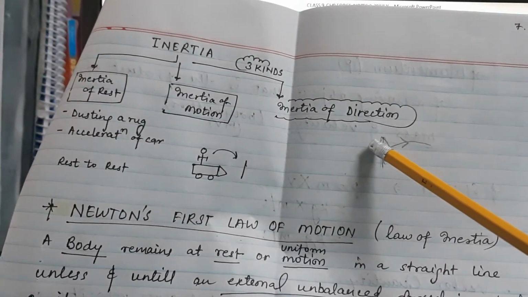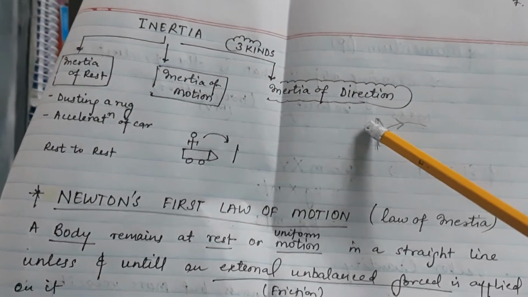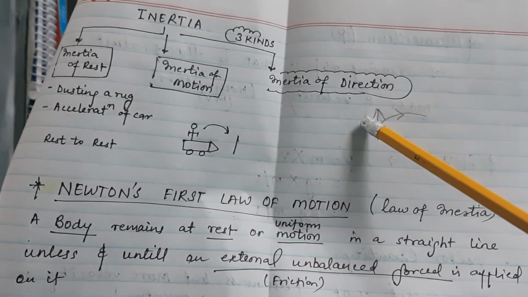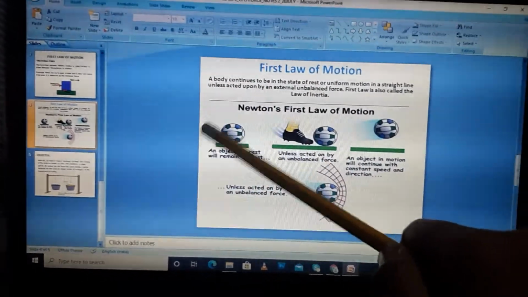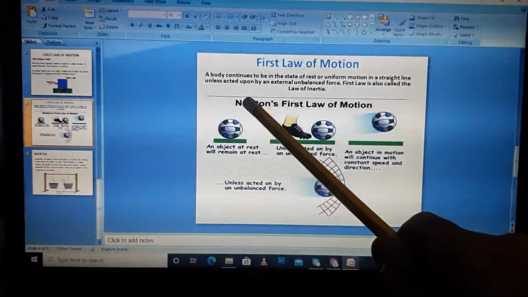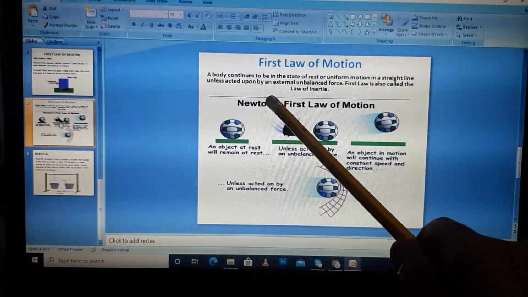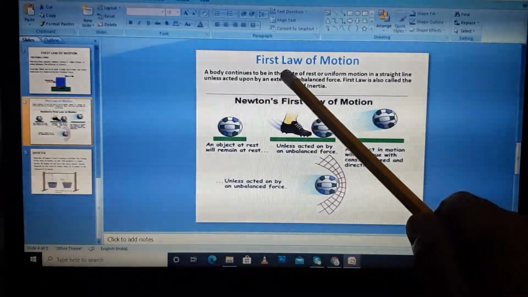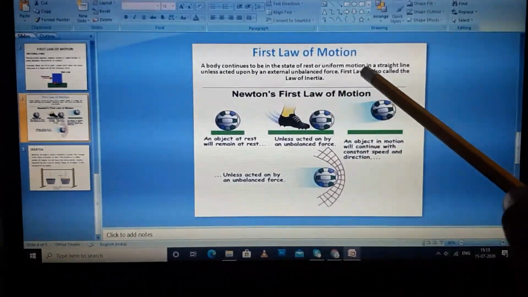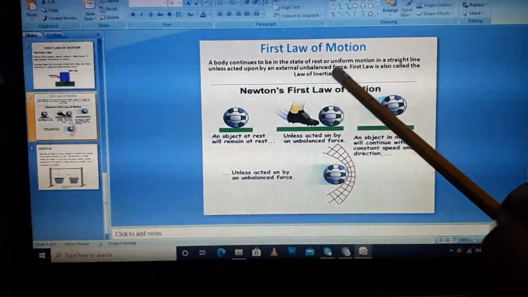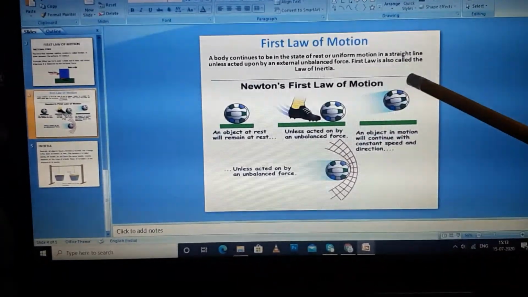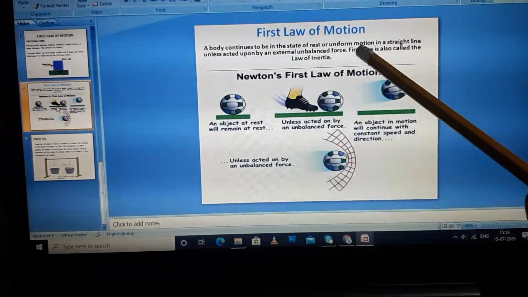Now moving towards the first law of motion. The first law of motion is based upon inertia. What does the first law of motion state? The first law of motion states that a body will continue in a state of rest or in motion in a straight line unless acted upon by an external unbalanced force. The first law of motion is also known as the law of inertia.